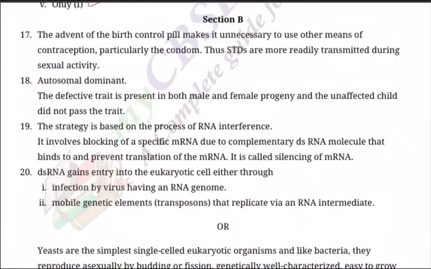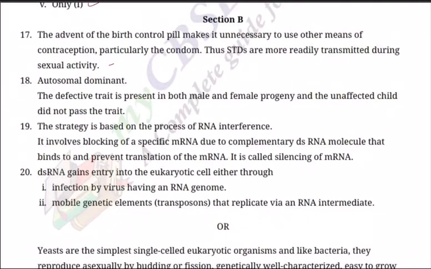So here we go. Section B, question 17. In what way has the advent of the birth control pill resulted in an increase in STDs? Answer: The advent of the birth control pill makes it unnecessary to use other means of contraception, particularly condoms. Thus, STDs are more readily transmitted during sexual activity. So this is the negative effect of the birth control pill.